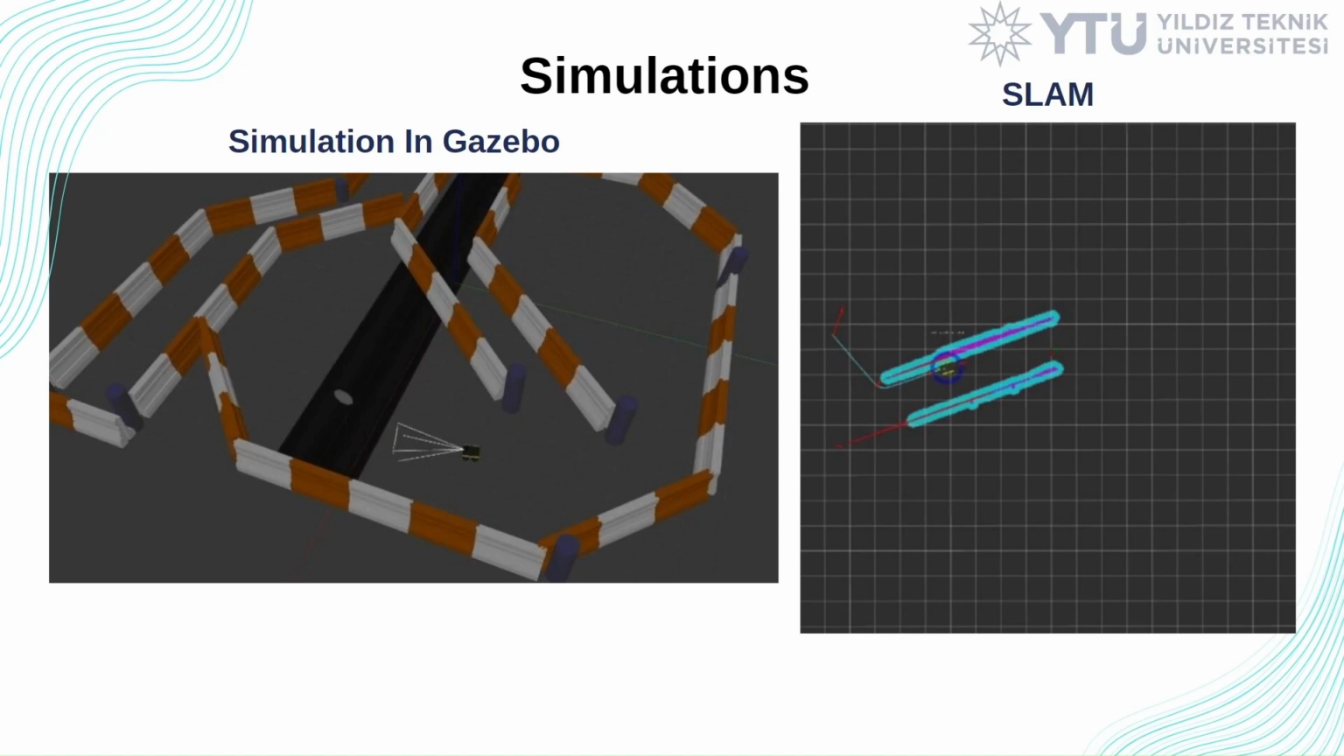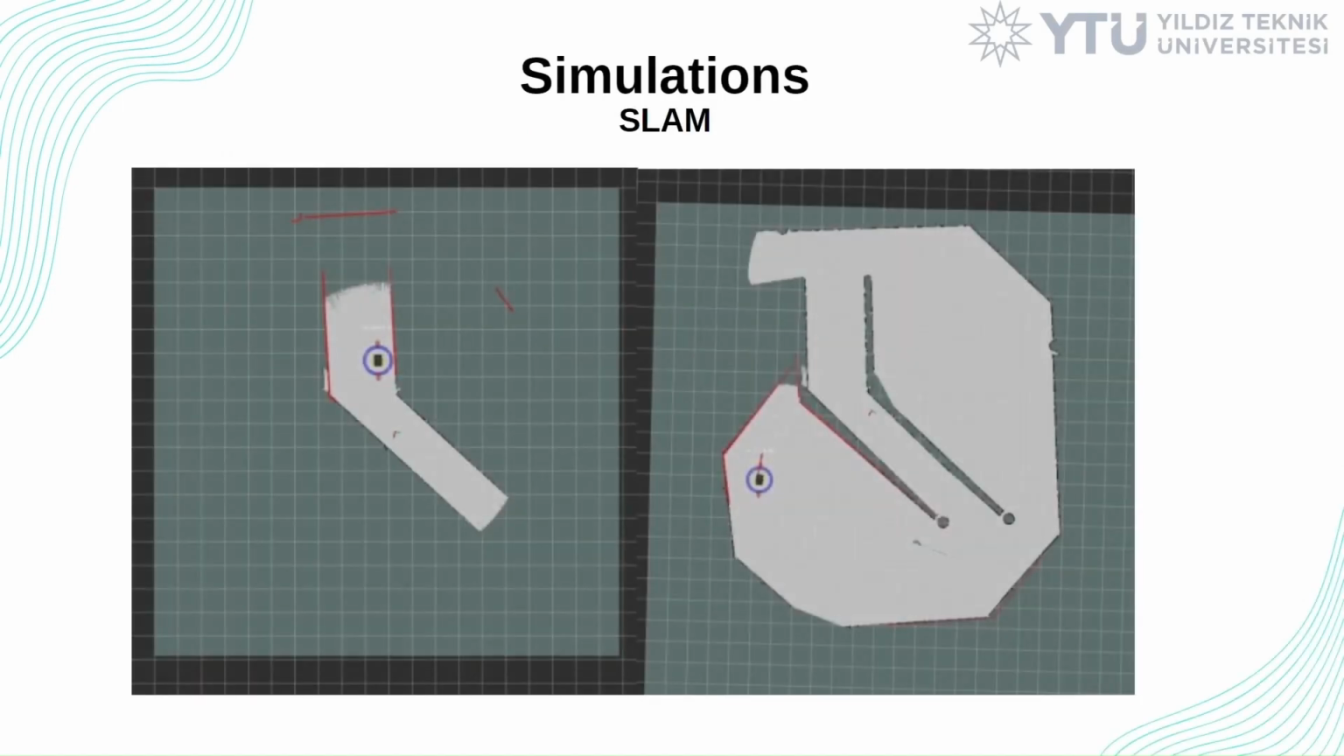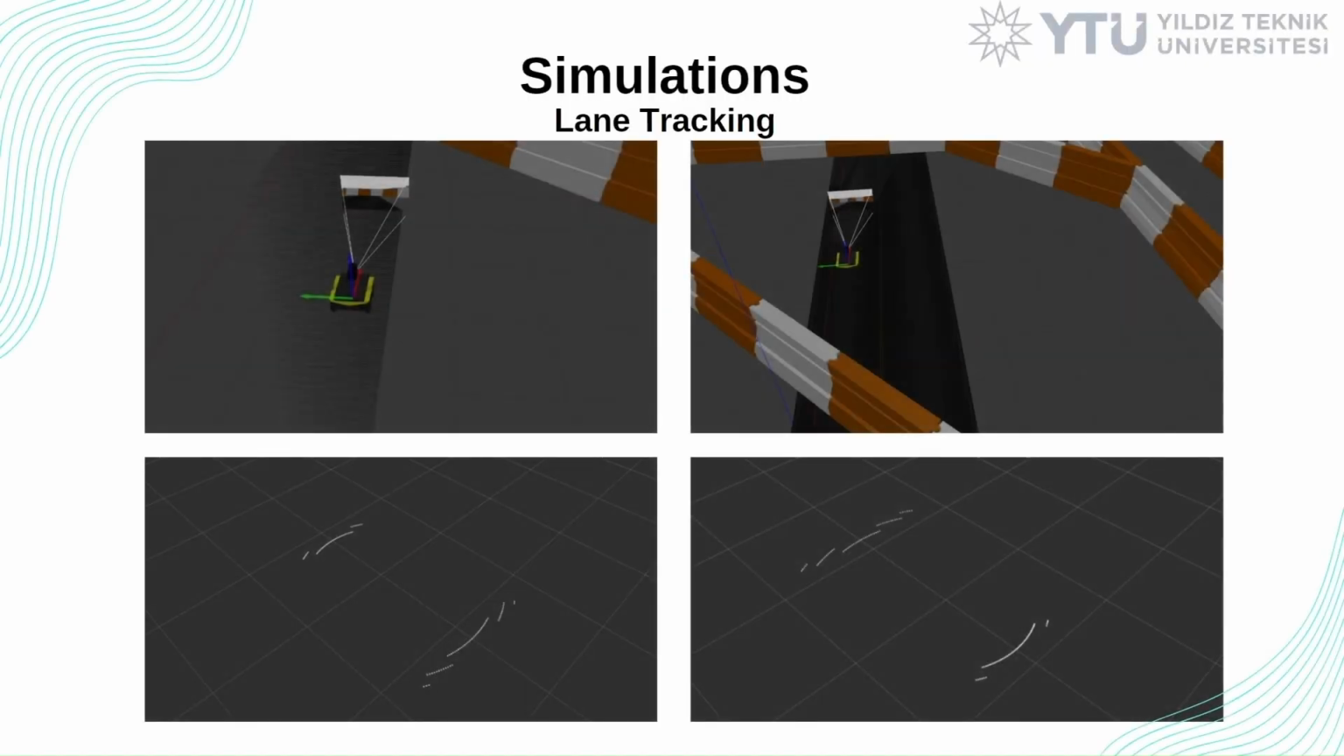Simulations are performed in the ROS Gazebo environment. The G-mapping method is used for SLAM. SLAM simulation results are shown in this page. For lane tracking in simulation, a code is written. Lane tracking simulation results are shown in this page.